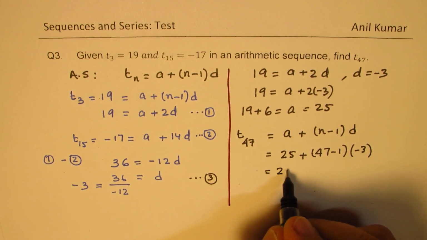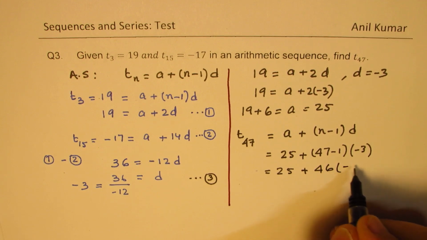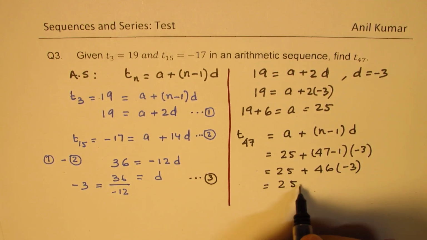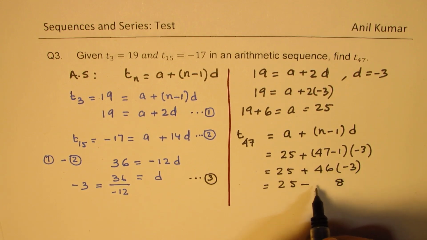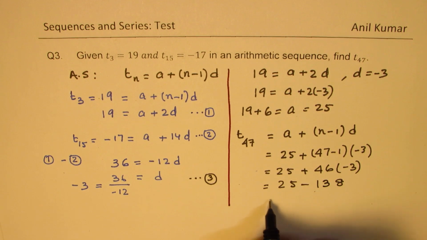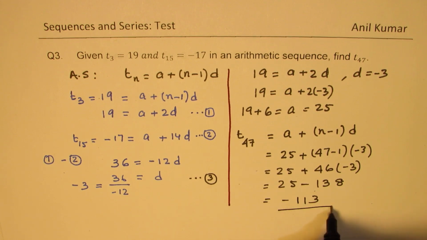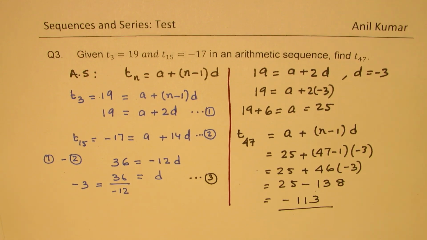So we get this as 25 plus 46 times minus 3. You can use a calculator, right? 6 times 3 is 18, and 1; 3 times 4 is 12, and 1, 138. And that gives you a negative number when you take away from 25, and we get minus 113 as T47. Clear? So that is how we could actually answer this particular question.